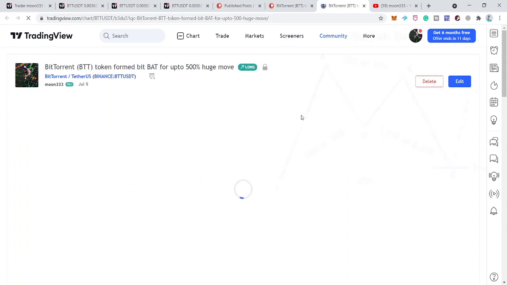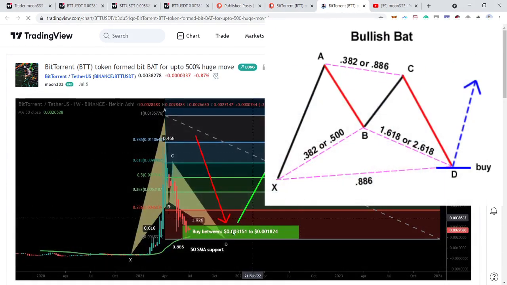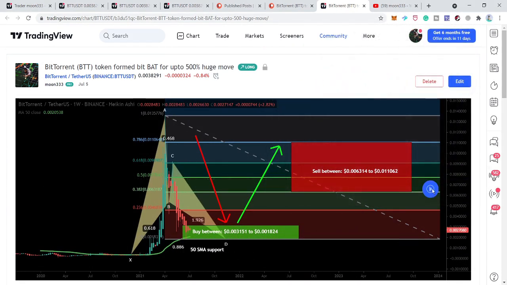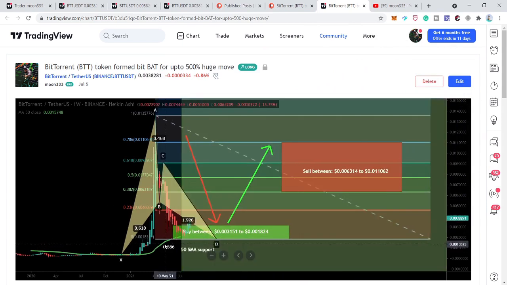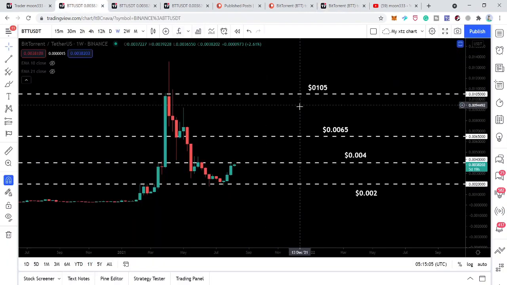And I told you that we are having a very strong support of 50 weekly simple moving average, and you can see that the price action was getting bounced by this support. Now, after playing the chart, we can see that the price action is now reverse bullish after testing this 50 simple moving average support, and now it is out of this buying zone. And our targets, as per the Fibonacci sequence of this very big bullish bat pattern, are from $0.0061 to 1.1 cents.